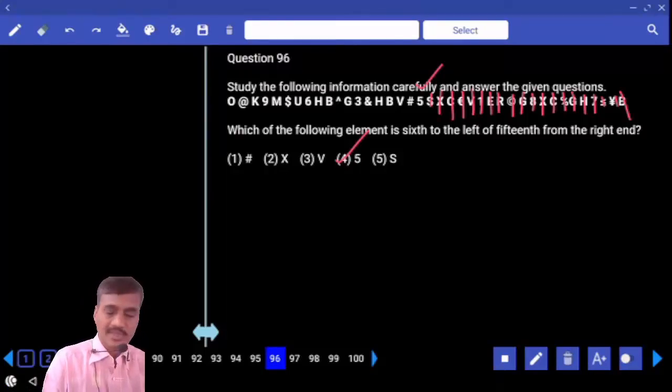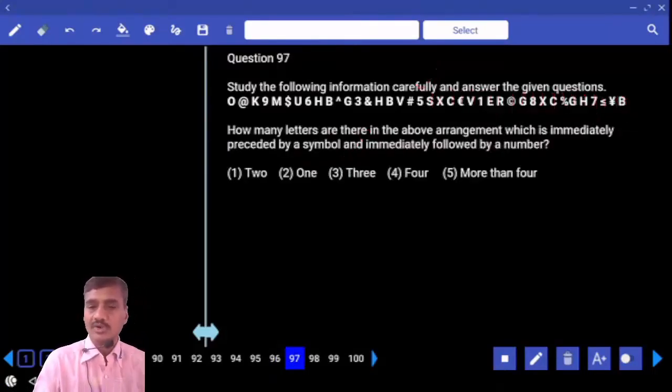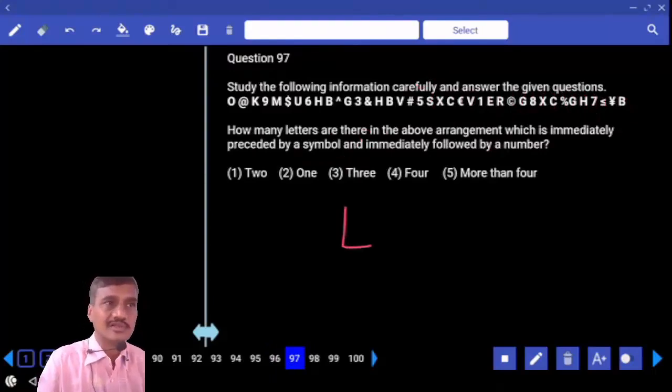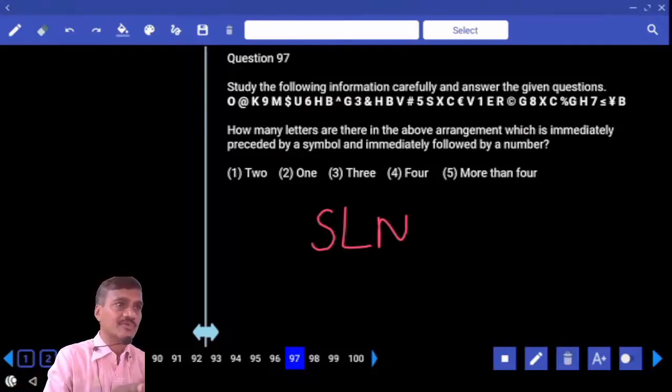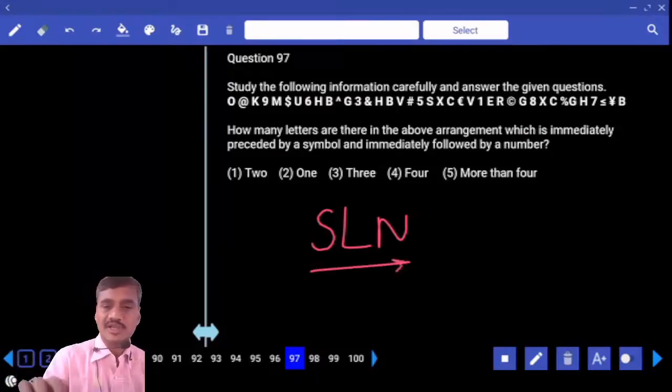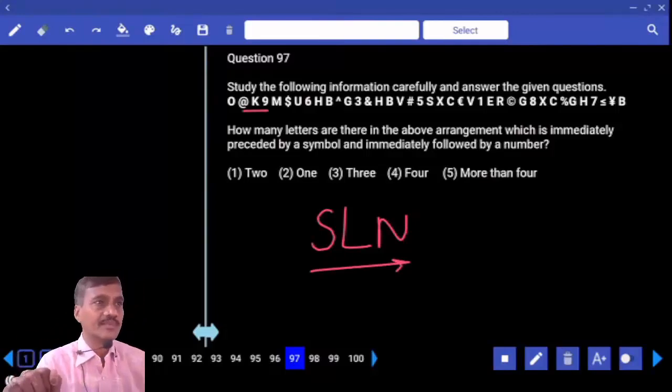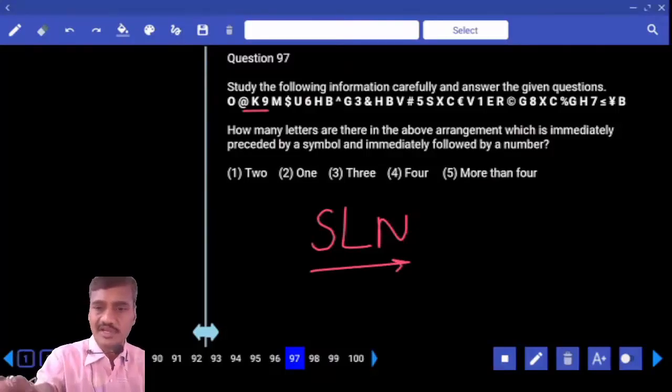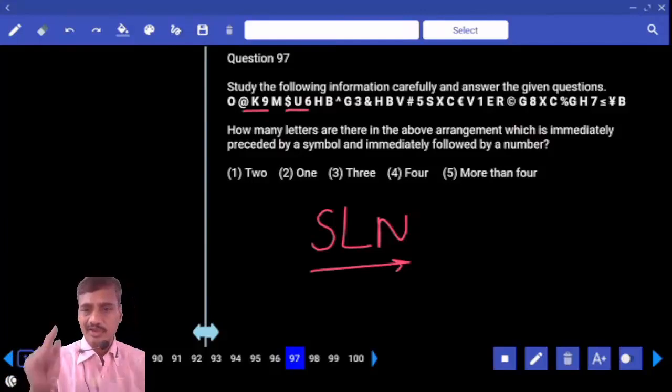Then 97. And in this 97, how many letters are there? The question is about a letter: how many such letters are there which are immediately preceded by a symbol and immediately followed by a number? Preceding means coming before it. Following means after. Symbol, letter and a number. Is there a symbol, letter and number? And next one, symbol, letter and a number. Yes, we have another. Directly focus on the symbol. Symbol, letter and a number. 3 have come. And next one, symbol, letter but not number. Symbol but not letter.